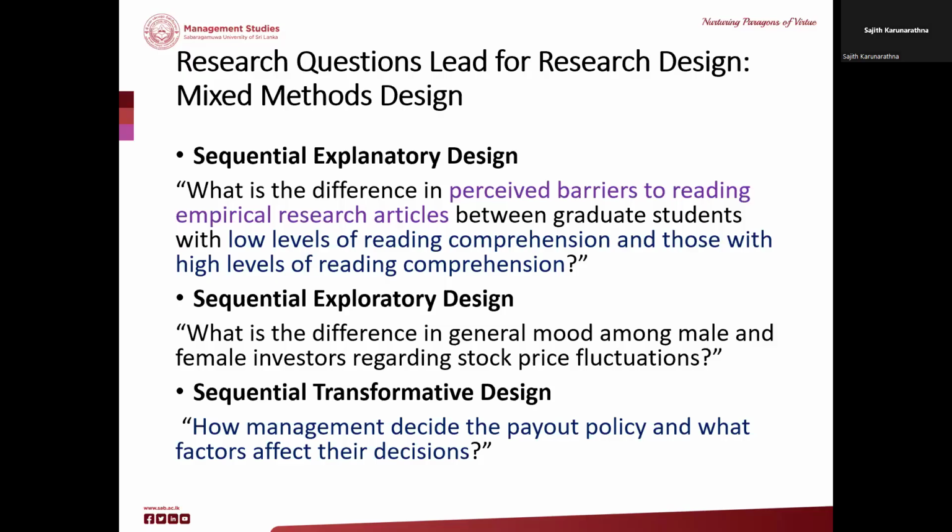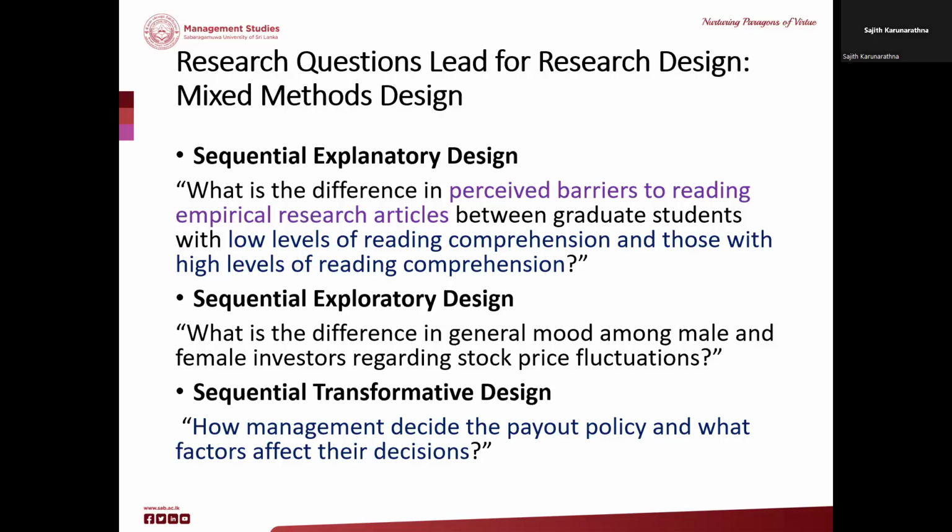Here a sequence is there, but the exploratory part comes first. Quali followed up by quanti. Quali first, quanti second. So look at the research question. What is the difference in general mood among male and female investors regarding stock price fluctuation? So general mood here. So there are theories like the preferences of the investors. In order to determine that, there is a theory called the catering theory of dividends.